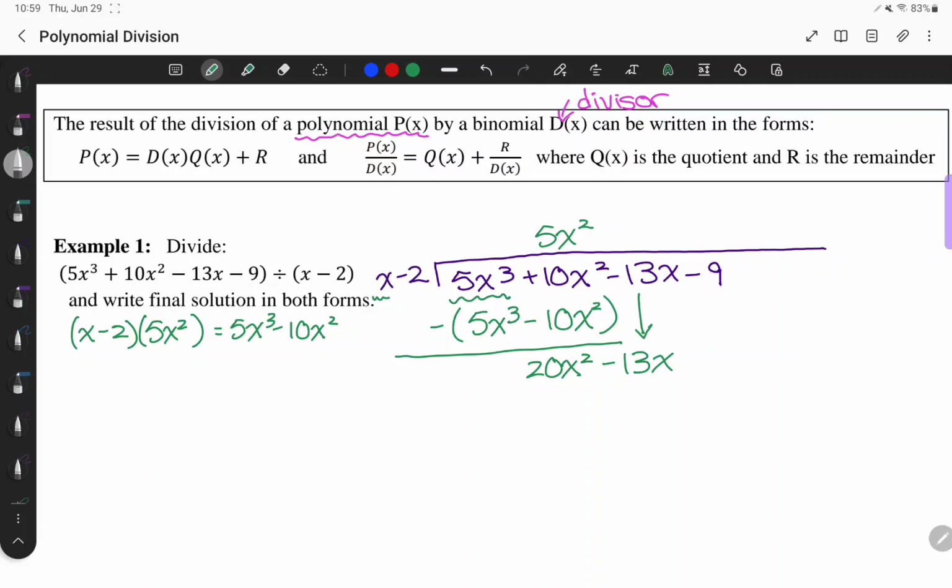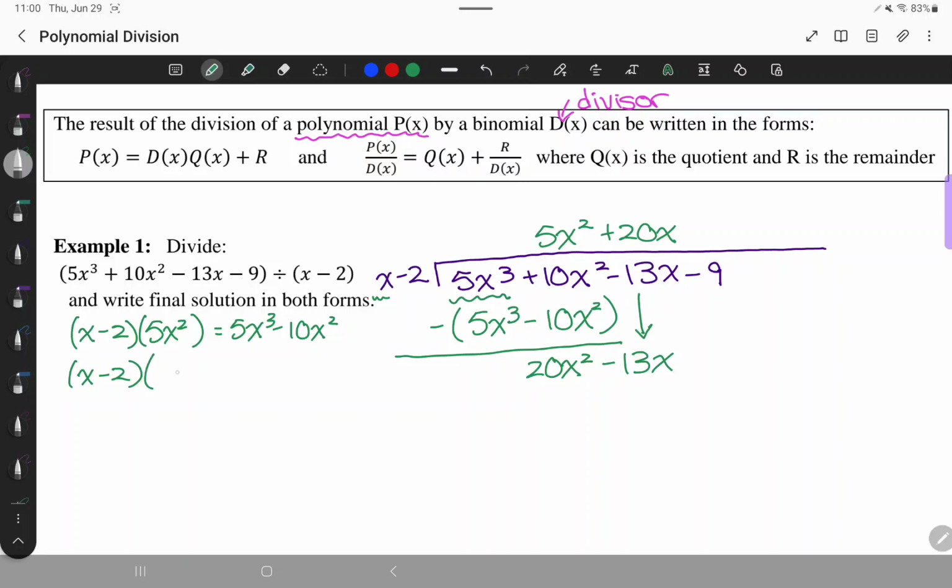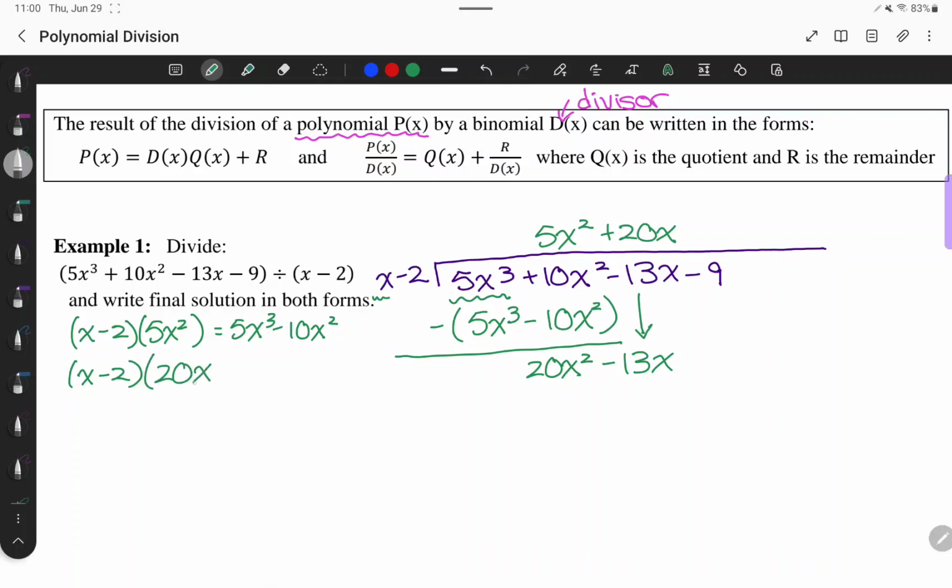So now we're going to do something similar. We need 20x squared. So again, we're going to ask ourselves, what would I multiply x by to get 20x squared? It's actually x minus 2, but just look at the x to kind of decide that. 20x times x minus 2 would work. So we'll do plus 20x for our division step and do x minus 2 times 20x to figure out what is that actually equal to.